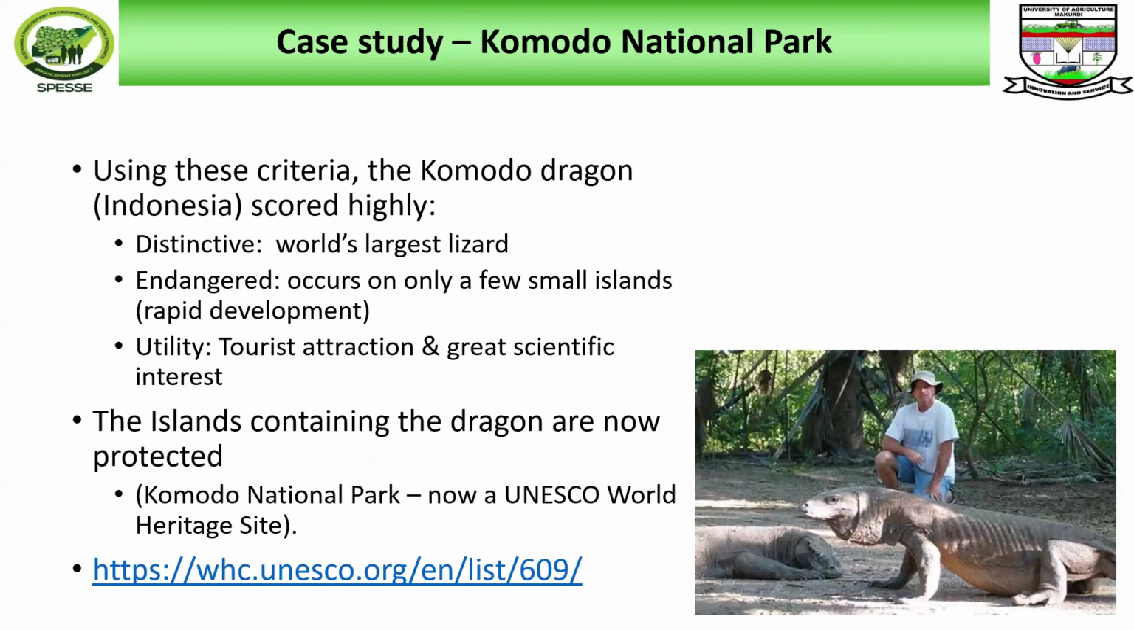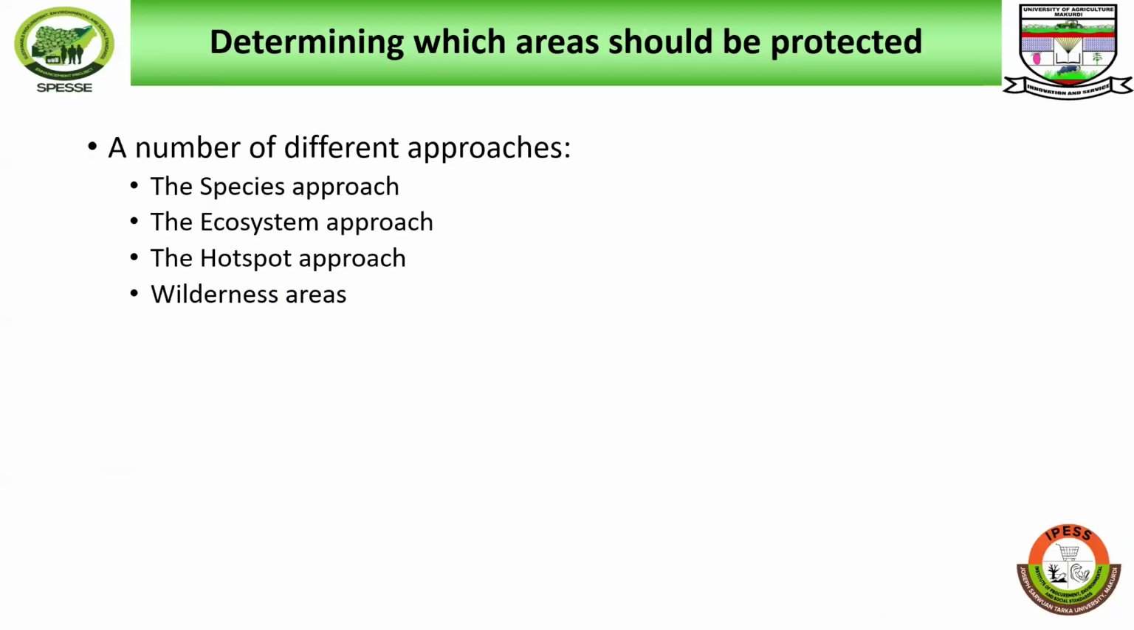These are case studies. The Komodo dragon, which is the largest lizard in the world, somewhere in Indonesia, is endangered because it occurs on only a few small islands. And of course, when it comes to that, it attracts a lot of visitors from across the world. So it is now protected and it's a UNESCO World Heritage Site.